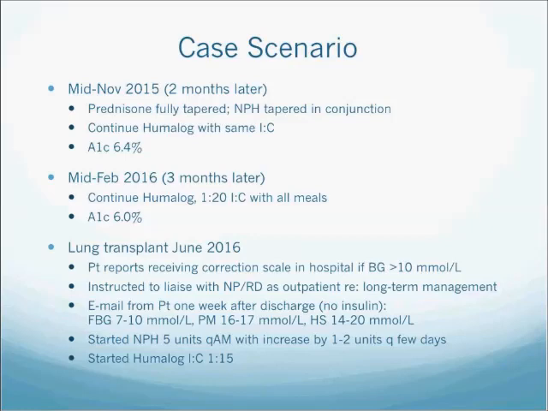So we restarted her on NPH 5 units in the morning and increased this by 1 to 2 units every few days to be safe and slowly titrate to prevent any hypoglycemia. She also restarted on Humalog using a 1 to 15 insulin-to-carb ratio across all meals.